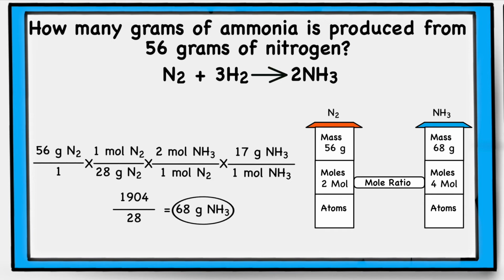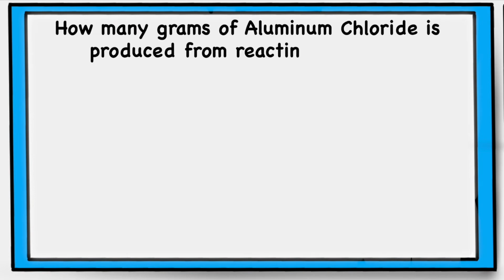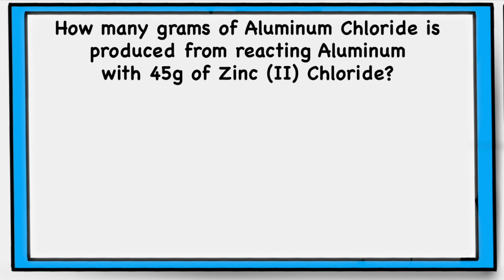So you can either work it one step at a time or solve it all at once. It's up to you. Here's another practice problem. If I have 45 grams of zinc 2 chloride reacting with aluminum, how many grams of aluminum chloride will be produced? From this question, we can see that we have a compound of zinc 2 chloride reacting with the individual element of aluminum. This means it is a single replacement reaction.